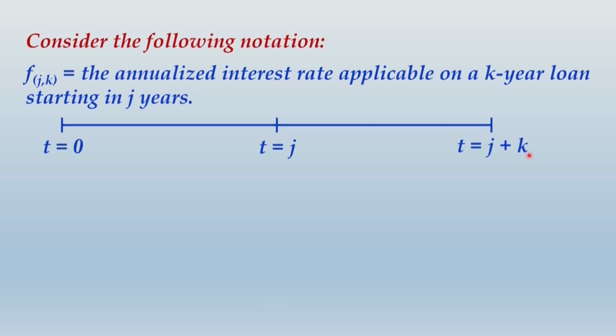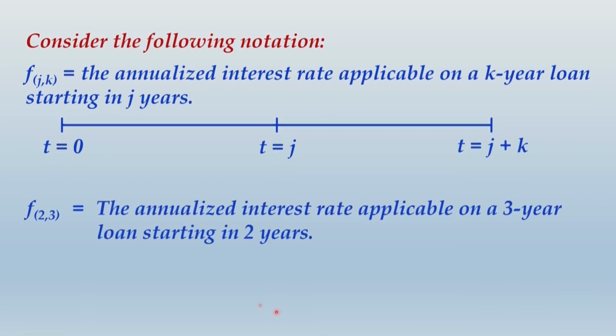Now please observe this point very well. The time span from t equal to 0 to t equal to j, the gap between this is j years, and the gap between t equal to j and t equal to j plus k is k years. So if you want to borrow for k years but after expiry of j years, the applicable rate is mentioned as f(j,k), that is j comma k. So let me explain this via an example.